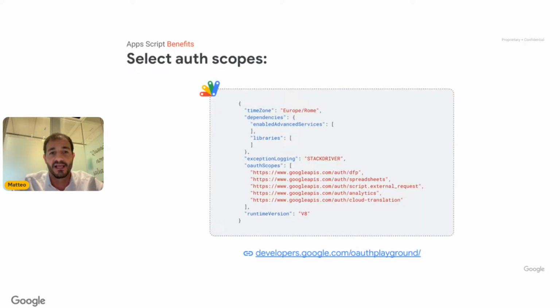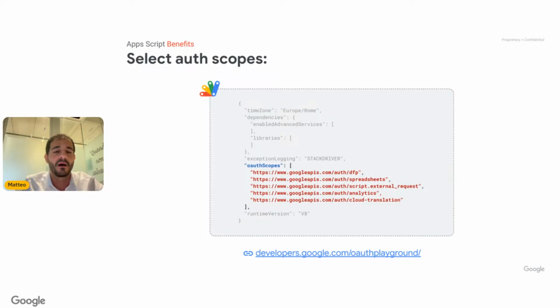The manifest looks like something like this, but you don't have to worry about the whole thing. I know it looks a little bit unfamiliar, but this is the only part that you care about. It is literally just a list of URLs, and each URL represents a service that you can connect to using AppScript. The full list is available at the link at the bottom, but as you can see here, there's anything from DFP, which for those of you that don't know is the legacy name of Ad Manager. There's Spreadsheet, there's external request, which is basically third-party APIs. You can connect to analytics, to the cloud platform, even Google Translate.